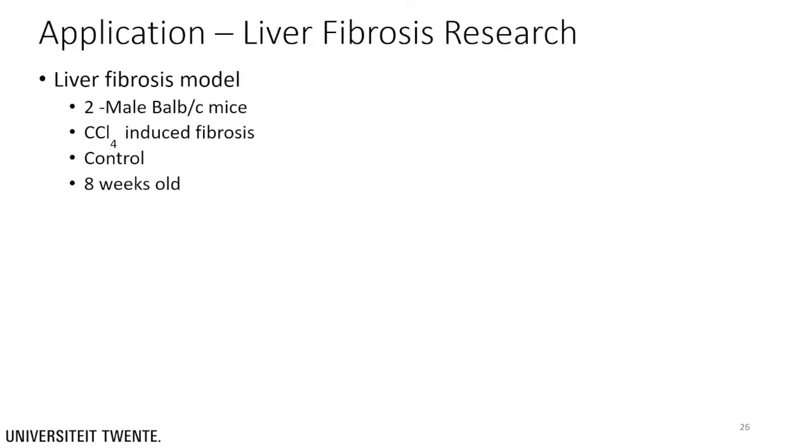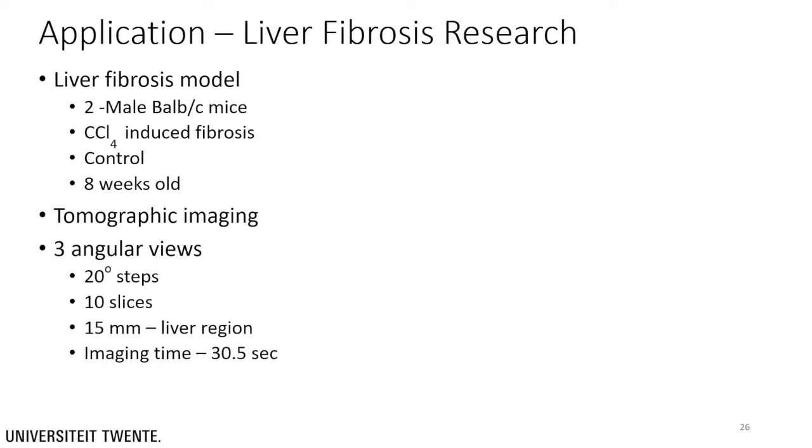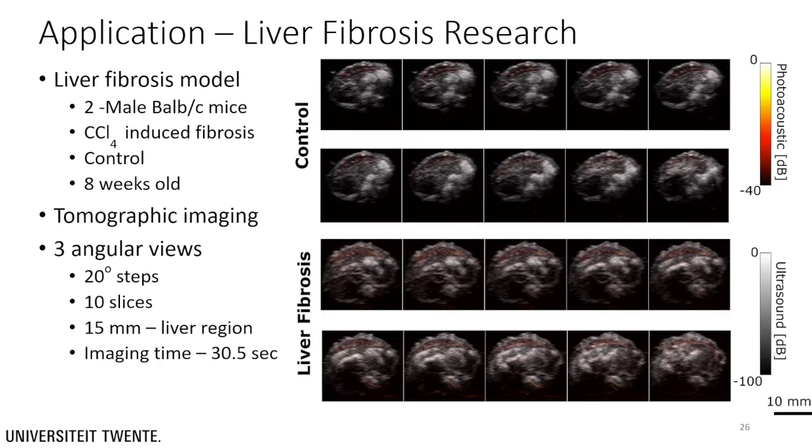The animals in our study were divided in a group with carbon tetrachloride induced liver fibrosis and a control group. To reduce the imaging time, tomography was limited to 3 angular views, and of each animal 10 slices were obtained in a region spanning 50 millimeters, visualizing the liver region. Now take your time to compare the images of the control group and the disease group. And the overall observation is that the photoacoustic response in the fibrotic livers is larger than the photoacoustic response in the control livers.